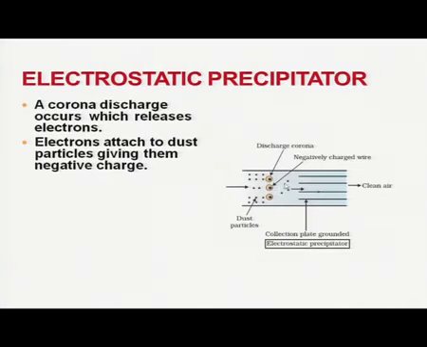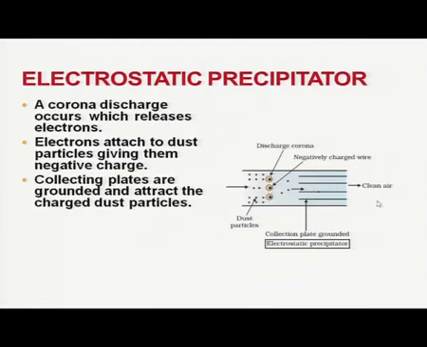The electrons get attached to the dust particles which are present in the emission, and as you can see, the dirty air is being sent through this part, and the air velocity is reduced, so that these electrons which have attached the dust particles with them will fall down into the collection plate. So, the collection plates which are grounded attract the charged dust particles, and because of the low velocity of air, these particles will get attracted to the collection plate and will get separated. So, the air which comes out of it is the clean air.